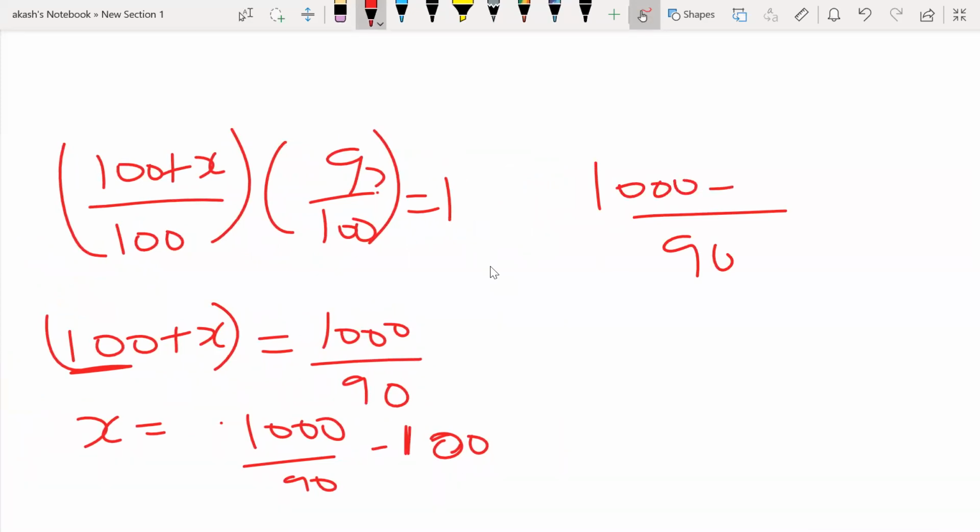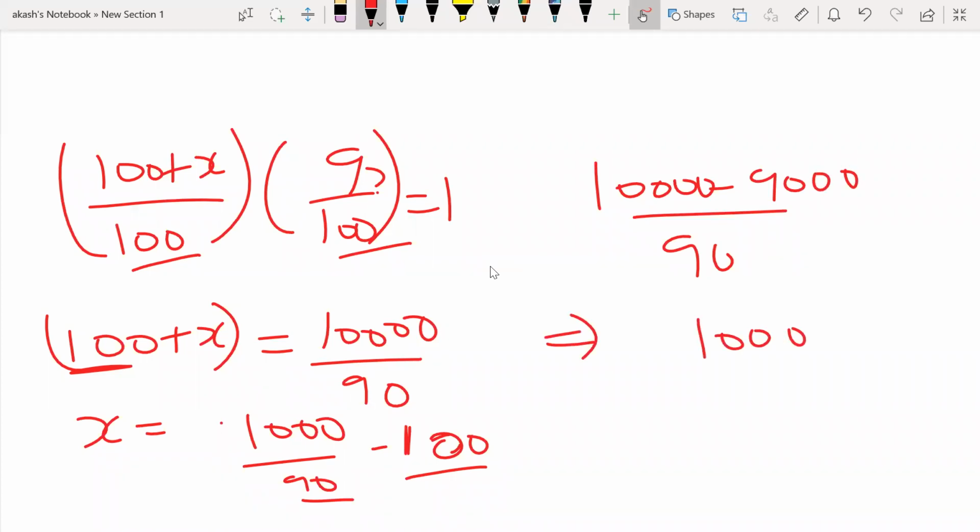Okay. 1,000 minus this into this. Oops, I missed a 0. 2 zeros. Okay, now it's fine. So this will be 9,000. So 10,000 minus 9,000 will be 1,000 divided by 90. Yeah, 100 by 9 is correct. That's the answer. That X percentage is 100 by 9 percentage.